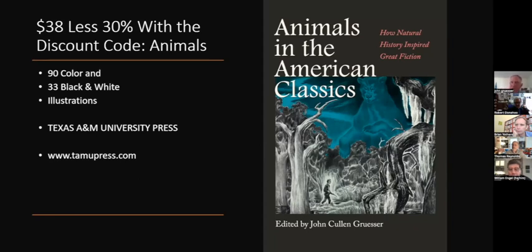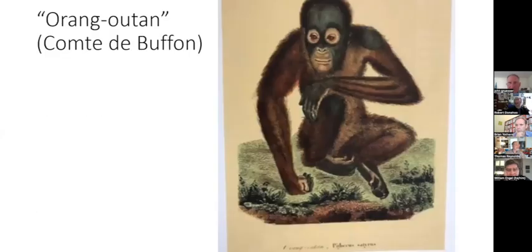It was done for the first publication of William Faulkner's story, The Bear. And so you've got Ike McCaslin down below walking through the woods and kind of the spirit of old Ben the Bear rising up beyond him.